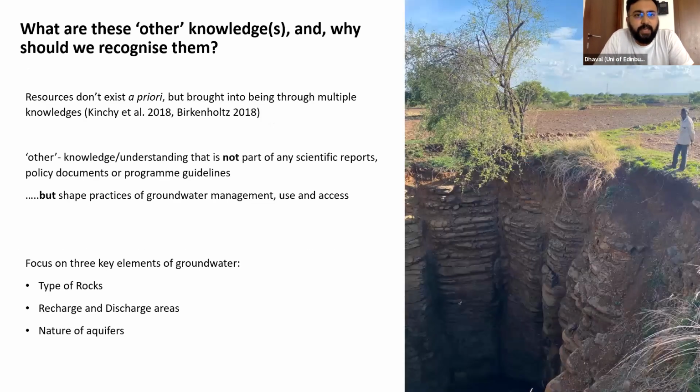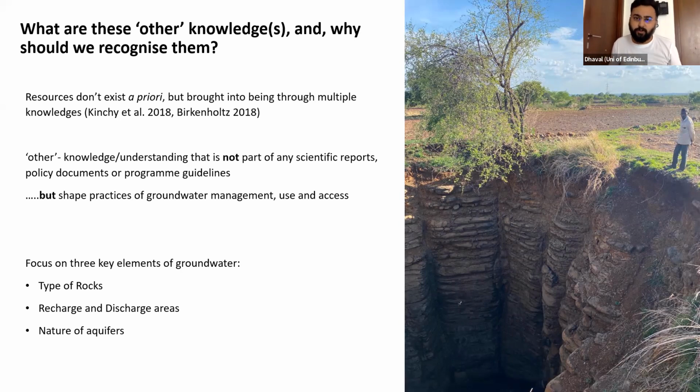And that is where I try to define these other knowledges, because I borrow a lot from science and technology studies, which discuss that resources do not exist a priori, but are made possible through the work of scientists, of researchers, as well as communities who depend on them on an everyday basis. For the sake of this presentation, I define the other knowledges as those which are not part of any scientific reports, policy documents or guidelines, but still lead to shaping the practices of groundwater use at the local and even at the mega level.